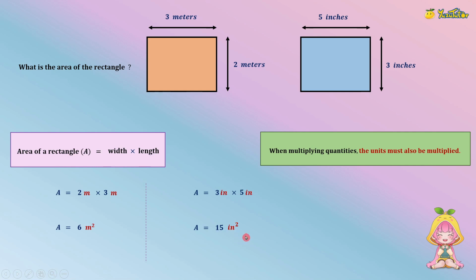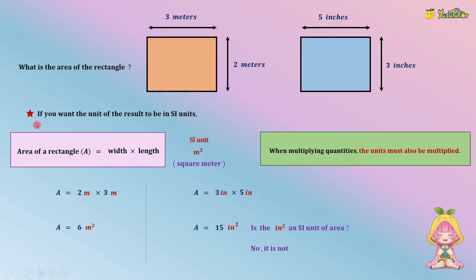Next question. Is the square inch an SI unit of area? The answer is no, it's not. The SI unit of area is square meter. So in conclusion, if you want the unit of the result to be in SI units, when substituting each quantity in the formula, you must use SI units.